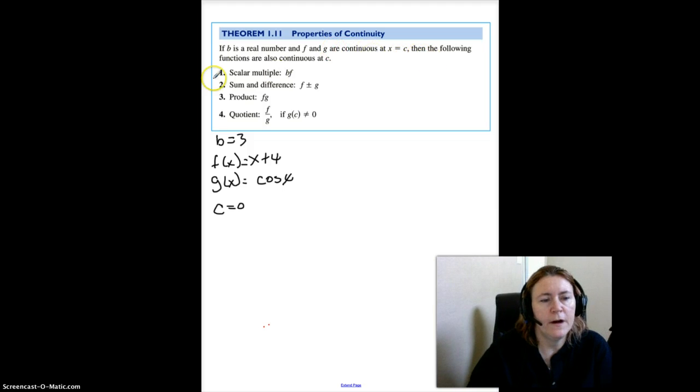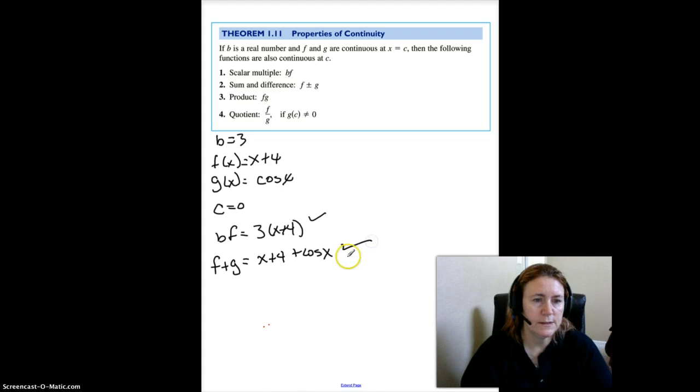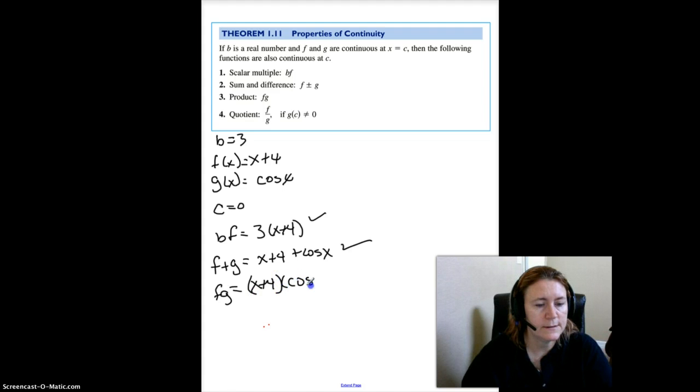Now, the following functions are also continuous at c. Multiplying a function by a scalar constant doesn't change its continuity. So b times f is 3 times x plus 4, and by theorem 1.11, this is continuous. The sum of the two functions is also continuous. So f plus g is x plus 4 plus cosine of x. This is also continuous. The product, f times g, is x plus 4 times cosine of x. Multiplying them doesn't change the continuity of the product.